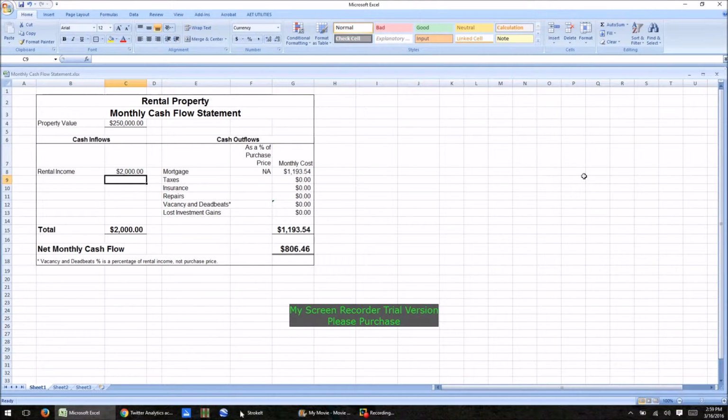And basically, that's all your income. Everything else about your investment is expenses. Okay, so we got $2,000 income on one side, and you got the mortgage on the other side.